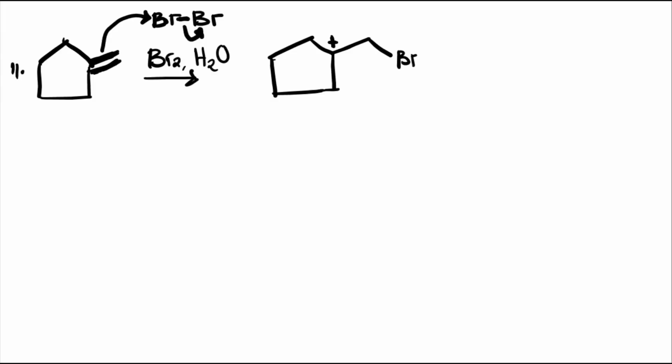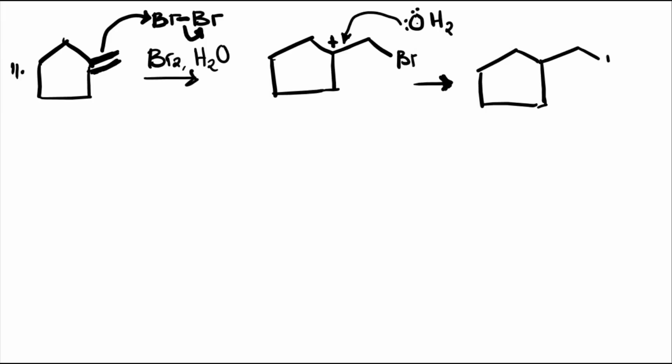When that happens, there is water in solution. This water that is in solution is going to act as a nucleophile. So this water will come and attack here on the carbocation, and the product of that reaction is going to be this one here. So there's a bromine here, and there's a water that has attached here.